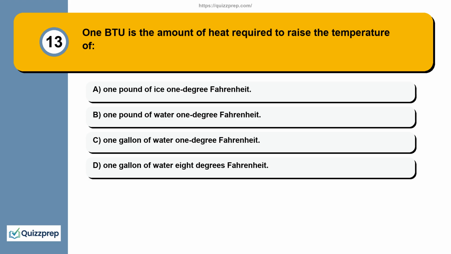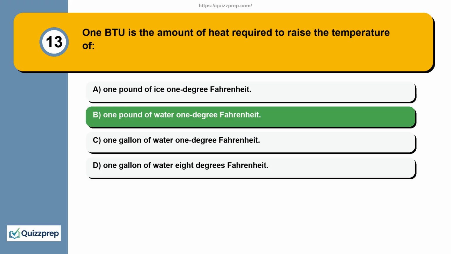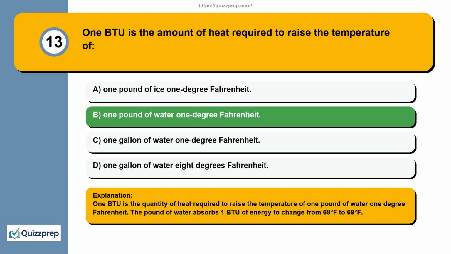Question 13. 1 BTU is the amount of heat required to raise the temperature of 1 pound of ice 1 degree Fahrenheit, 1 pound of water 1 degree Fahrenheit, 1 gallon of water 1 degree Fahrenheit, 1 gallon of water 8 degrees Fahrenheit. 1 BTU is the quantity of heat required to raise the temperature of 1 pound of water 1 degree Fahrenheit. The pound of water absorbs 1 BTU of energy to change from 68 degrees Fahrenheit to 69 degrees Fahrenheit.